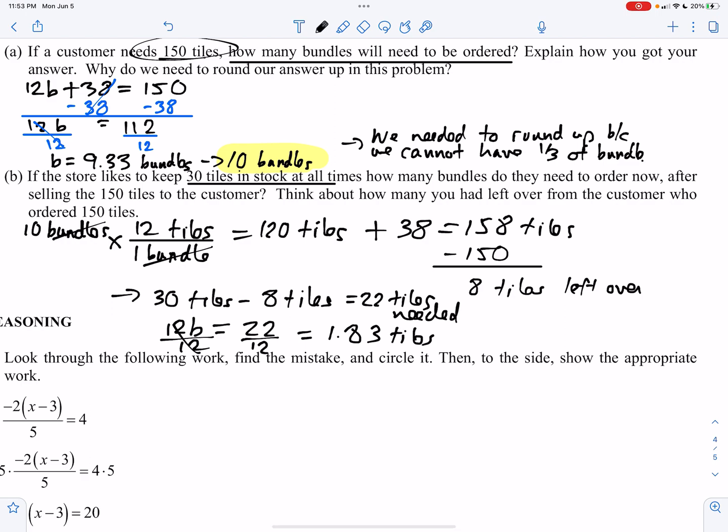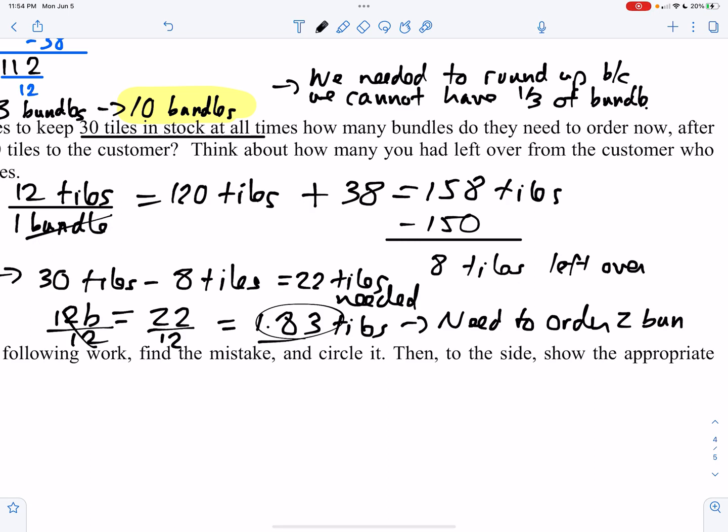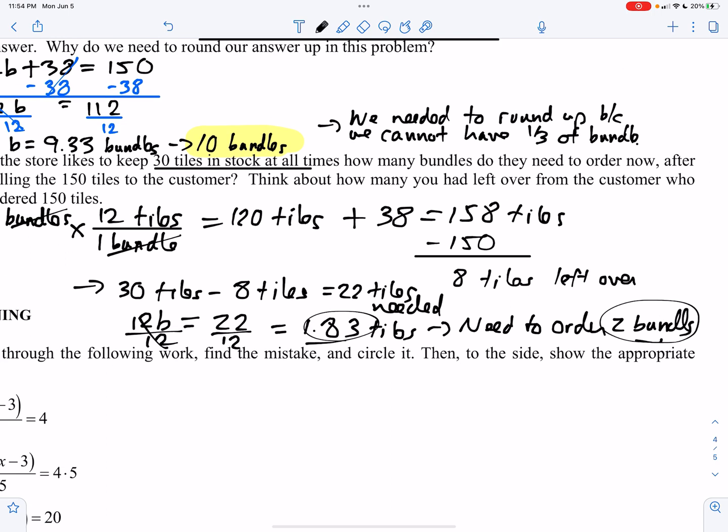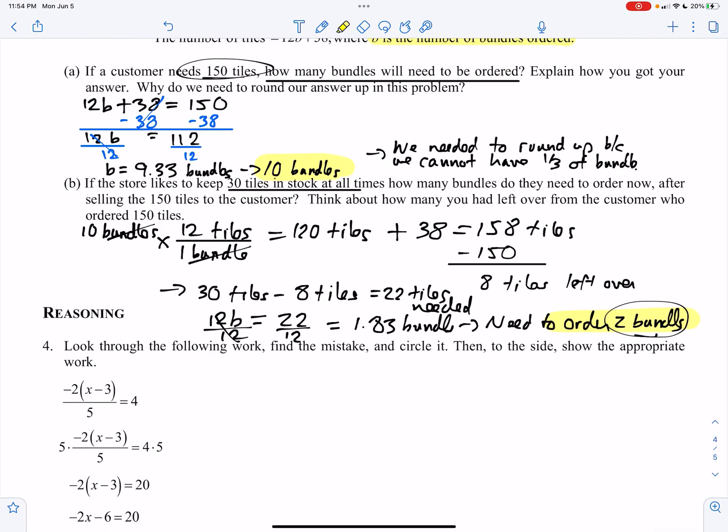Okay, so here's the thing. I need to order, I've got to round that up to 2 bundles. It's bundles, not tiles. I can't have 1.83 bundles, so I've got to round it to the nearest whole number to make it work. So it's kind of a complicated question, but essentially it involves taking the math that you're doing and learning to round it up or down as necessary.